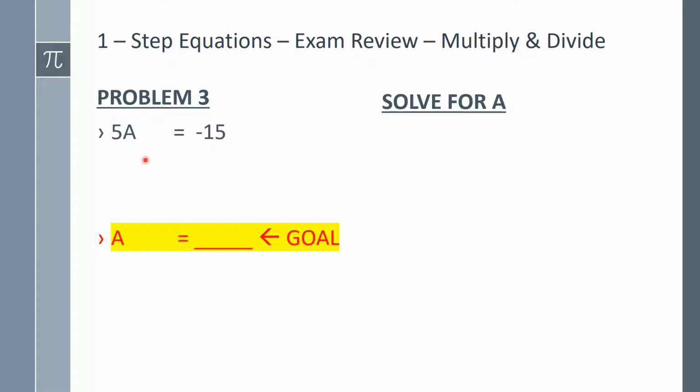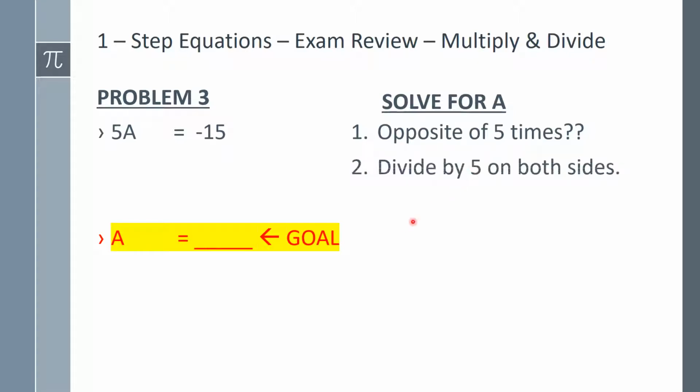And I look at the left side, and I notice I've got 5 times a. And so I ask myself, what is the opposite of times 5 or 5 times something? The opposite of 5 times is divide by 5. So the opposite of multiplication is division. So we will divide by 5 on both sides of our equation. So here comes our divided by 5, here comes our divided by 5. So remember, when you have a fraction, like here on the left side, that means 5a divided by 5. On the right side, that fraction means negative 15 divided by 5.